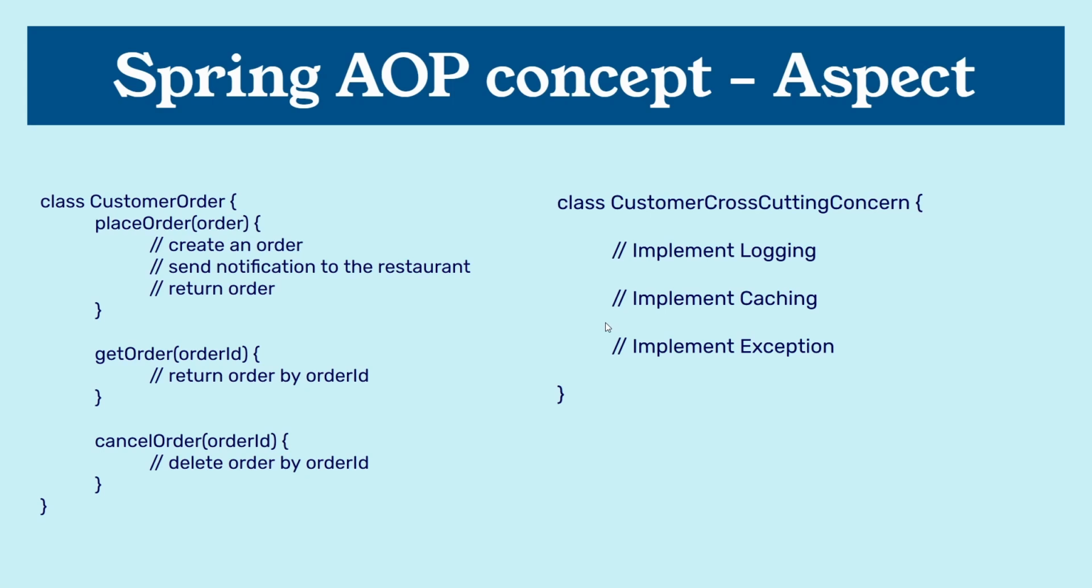This modularization, or the class, is called an aspect in Spring AOP. It's not necessary to have only a single class in the whole application. You can have several classes, which represent several aspects in Spring AOP. Let's try to understand the Spring AOP concepts with an example.